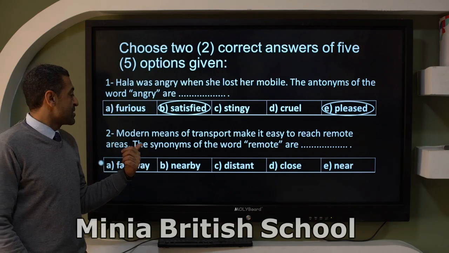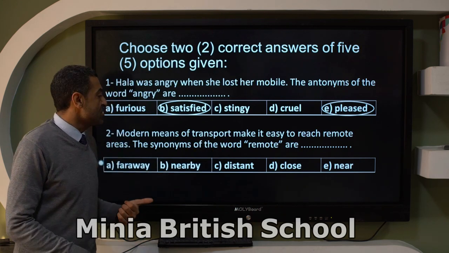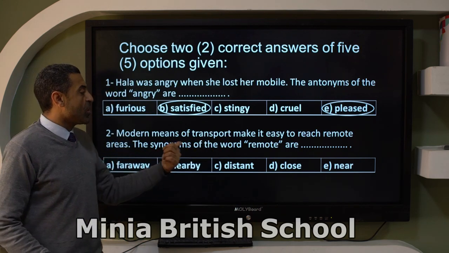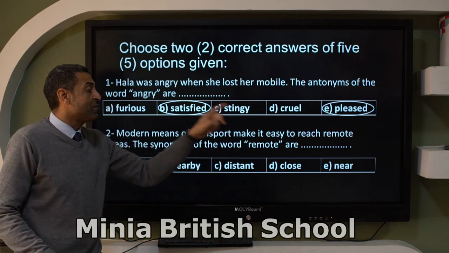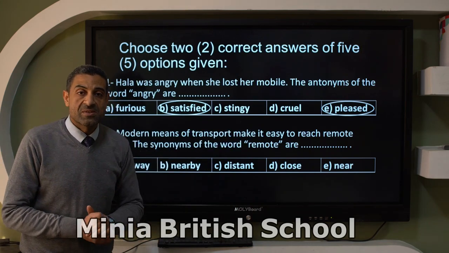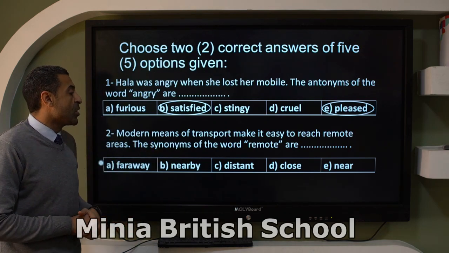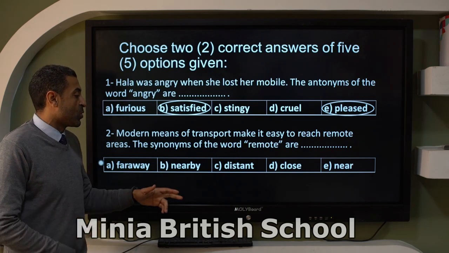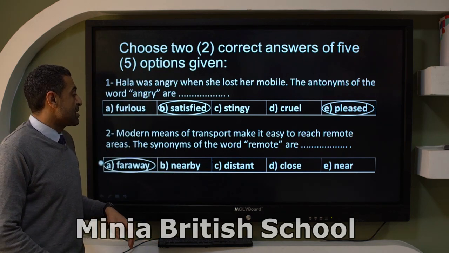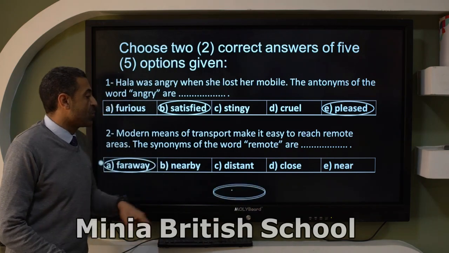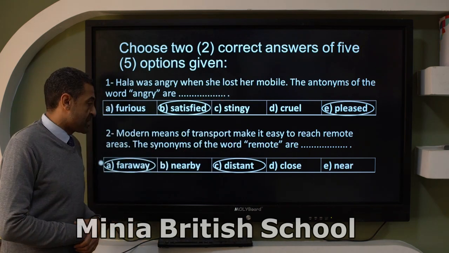Then another sentence: modern means of transport make it easy to reach remote areas. The synonyms of the word remote are... Synonyms mean the same meaning of the word. So here we have to choose the same meaning of the word. We have 5 options. The first one is far away, and the second one is distant. So the word remote means far away or distant.